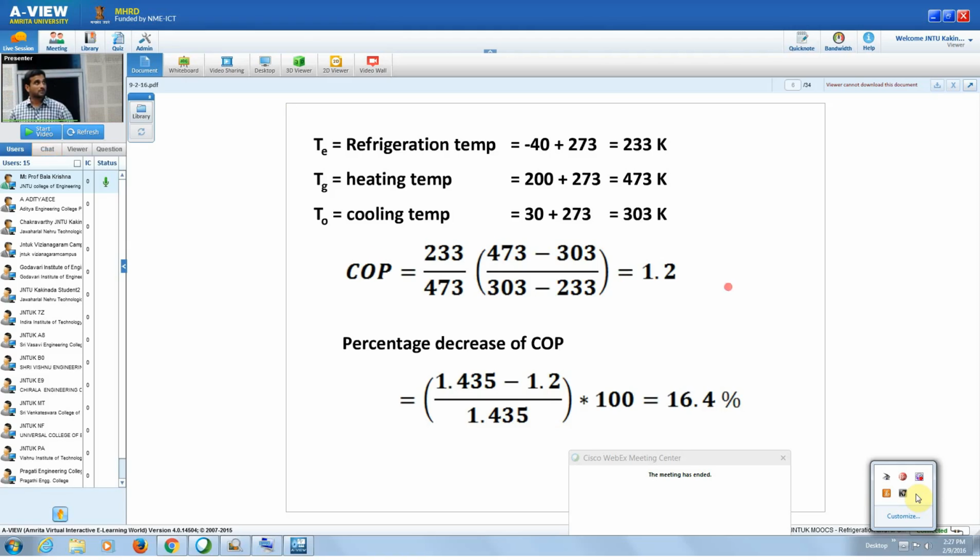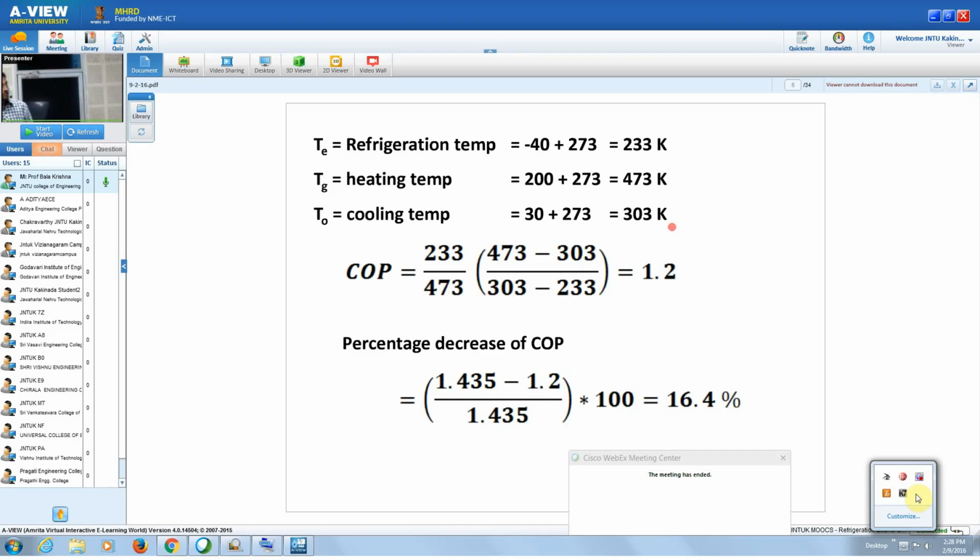Converted into Kelvin scale, it will be 473. The cooling temperature, which is the temperature of the condenser as well as absorber, is not changed. It is the same, 303 degrees Kelvin. If you substitute these values in the expression for COP, you can calculate the coefficient of performance. It will be around 1.2.